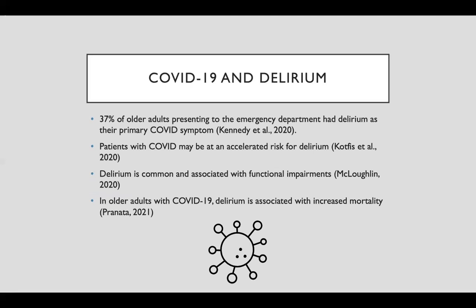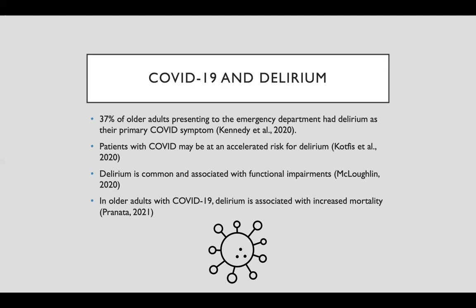One question asked during the survey was about COVID-19 and delirium, and there's a lot of information and literature on this topic, and there's even more than I thought there would be, which is pretty cool. Literature tends to focus on older adults due to their risk for both COVID and delirium. So 37% of older adults presenting to the emergency department had delirium as their primary COVID symptom. And I think that's so interesting. Similar to delirium being present in urinary tract infections with older adults, they have found that many confused patients with no other symptoms were showing up to the hospital and testing positive for COVID.